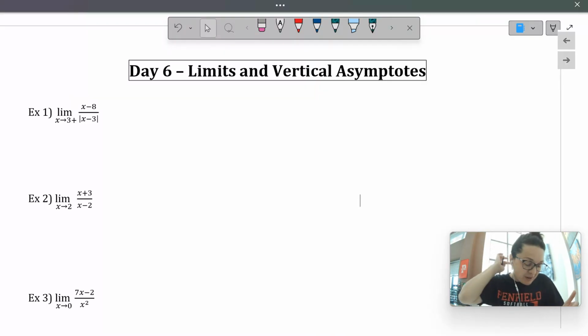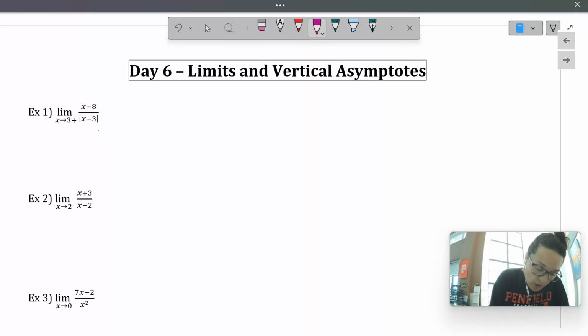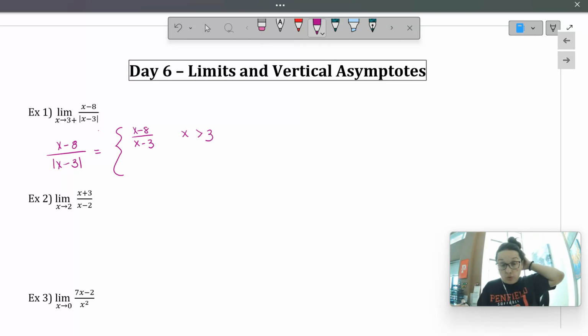So on this first one, it says find the limit as x approaches 3 from the right of (x minus 8) over the absolute value of x minus 3. And I'm going to follow the rule that says that math and absolute value do not like each other. So I am going to rewrite (x minus 8) over the absolute value of x minus 3 as (x minus 8) over (x minus 3) for when x is greater than 3, because if x is bigger than 3, I don't need the absolute value anymore.